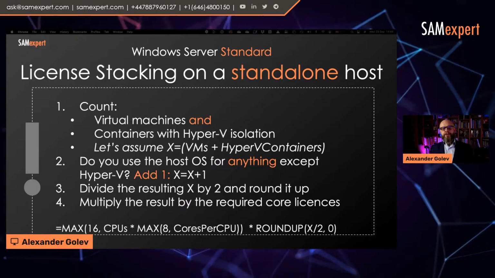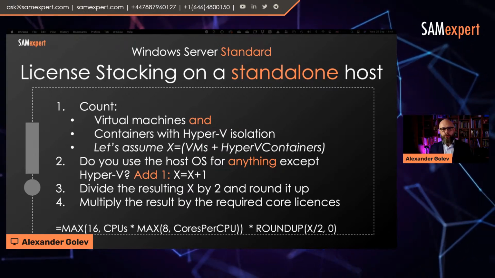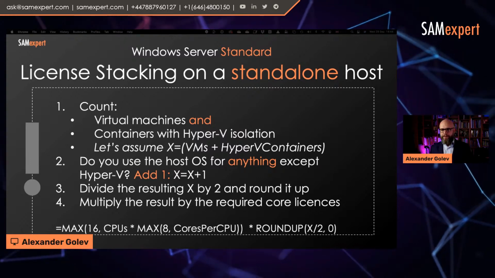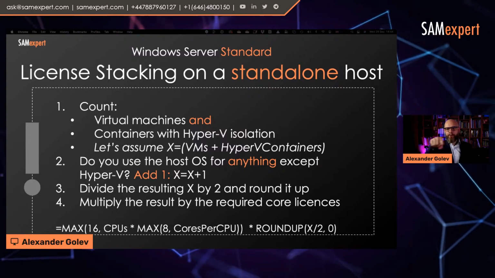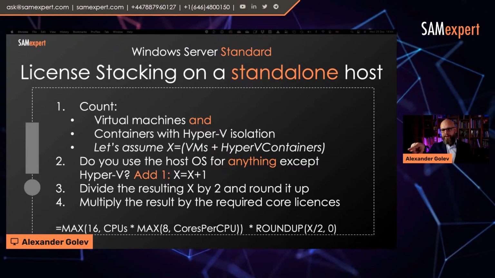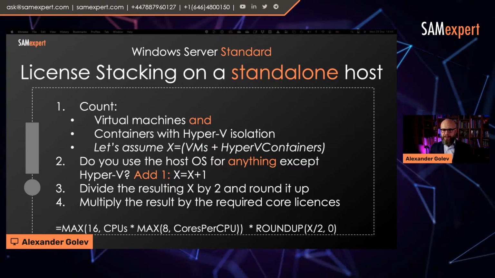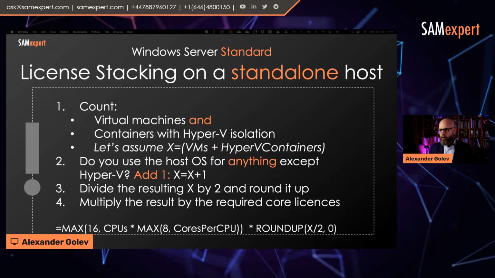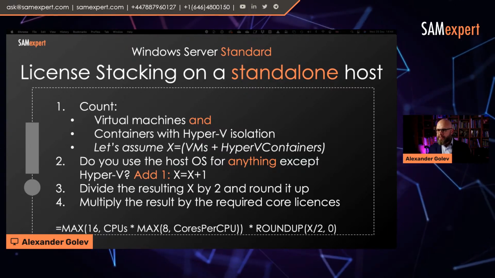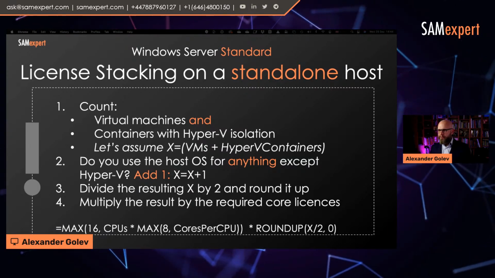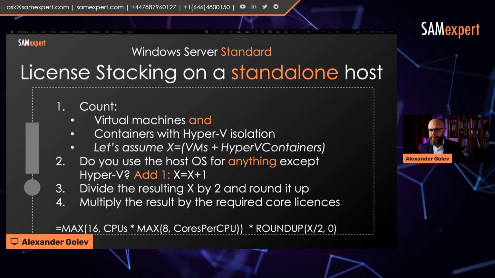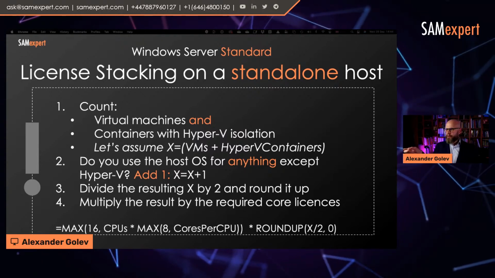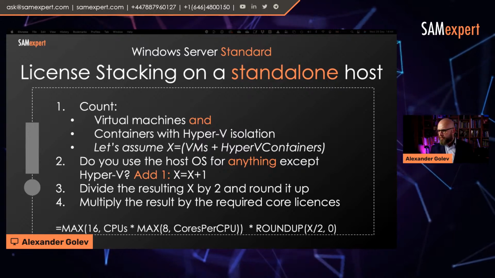Now we divide it by 2. What do we get? We get 3. Then we multiply that 3 by the number of the required cores. And a bit more complicated formula is at the bottom of the slide. I hope I haven't made a mistake in it. I haven't tested it in Excel. I just typed it like this because I think it's correct. But you can test it now, and then let me know if that's correct or not.